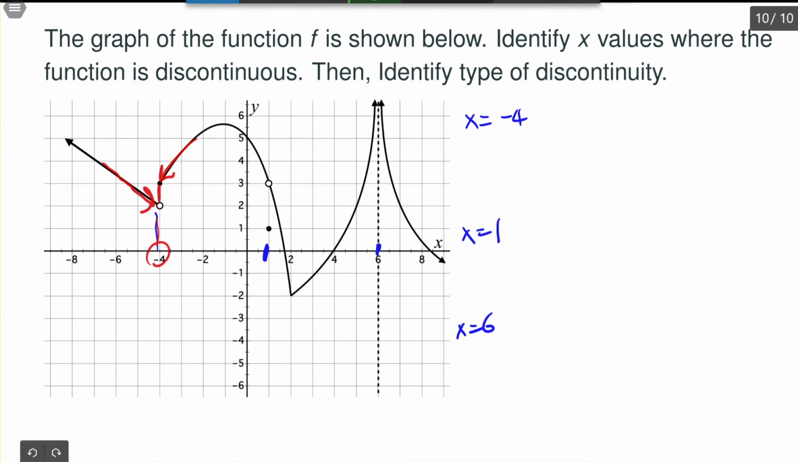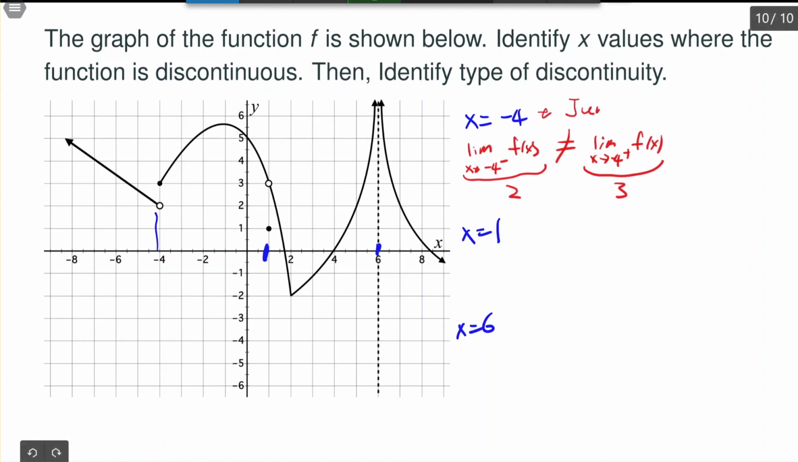Visually, we can tell that there's a jump. Here's a little jump right here between the left and right limit. That's how we can visually tell. But if no visual is given, we can tell that the limit as x approaches negative 4 from the left side is different from the limit as x approaches negative 4 from the right side. When the left limit and right limit are not equal to each other, but each itself exists as a number, because from the left side it's approaching 2 and the right side is approaching 3, they're different numbers, and then we have a jump discontinuity. Let's just write jump discontinuity at negative 4.